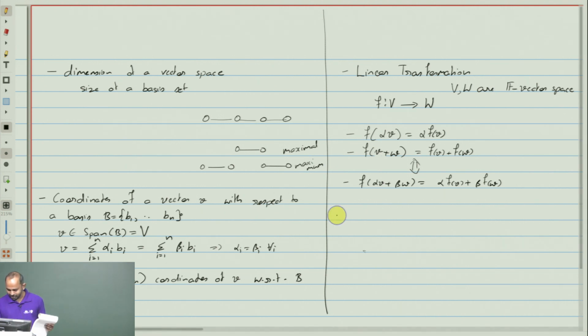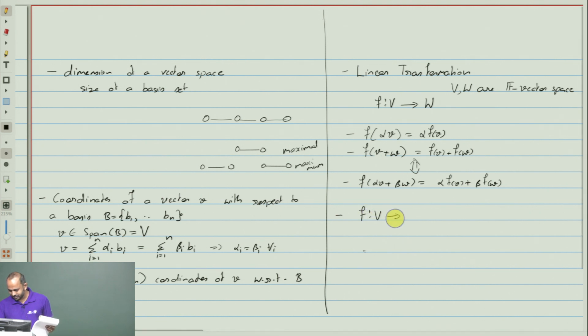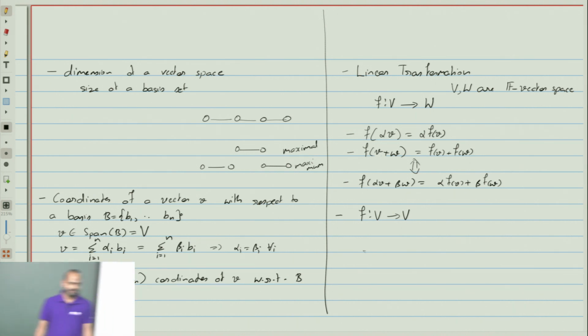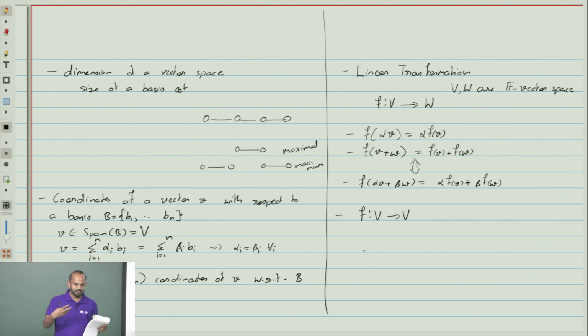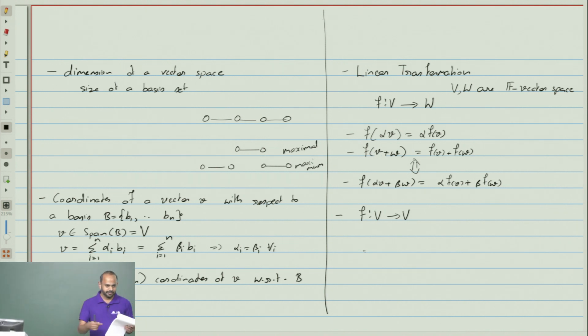So for now let us look at linear transformation from the same vector space to itself. Just for now, okay. Let us say we are looking at linear transformation from the same vector space to itself. So, these are typically called operators, because you are getting back another element of the same vector space.